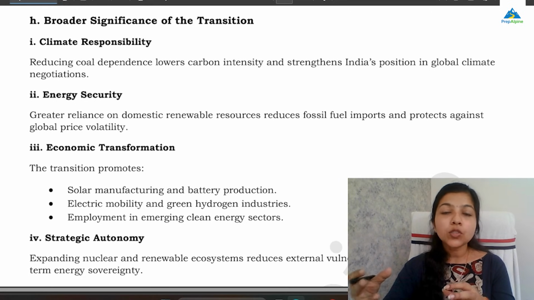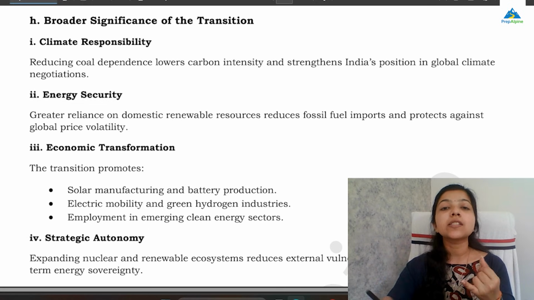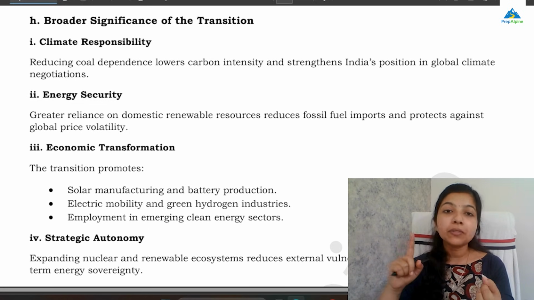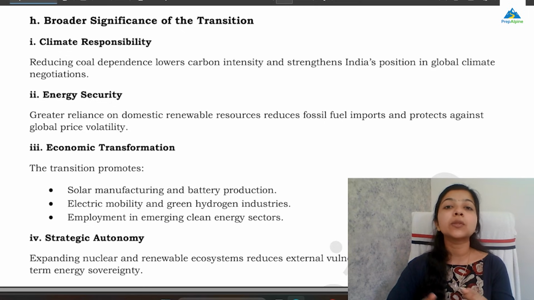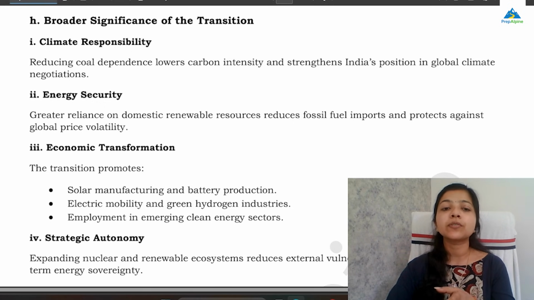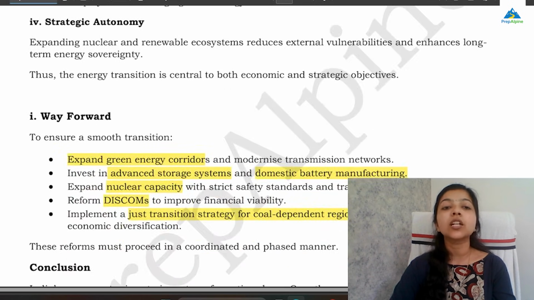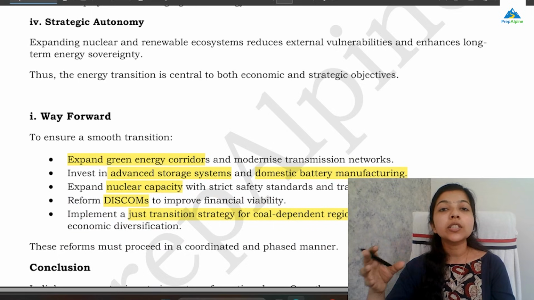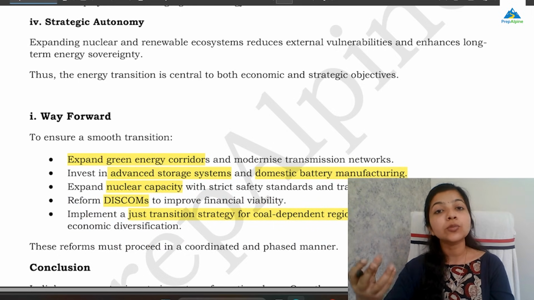But obviously, this needs to be done, and it has a lot of significance. It is very good for our climate. It will be very good for our energy security. It will have a massive economic transformatory impact on India, because solar energy will boost solar manufacturing, battery manufacturing, electric mobility, green hydrogen industries, and employment, everything will be secured. And above all, it will enhance India's strategic autonomy, because expanding nuclear and renewable systems reduces our external vulnerabilities and enhances long term energy security.